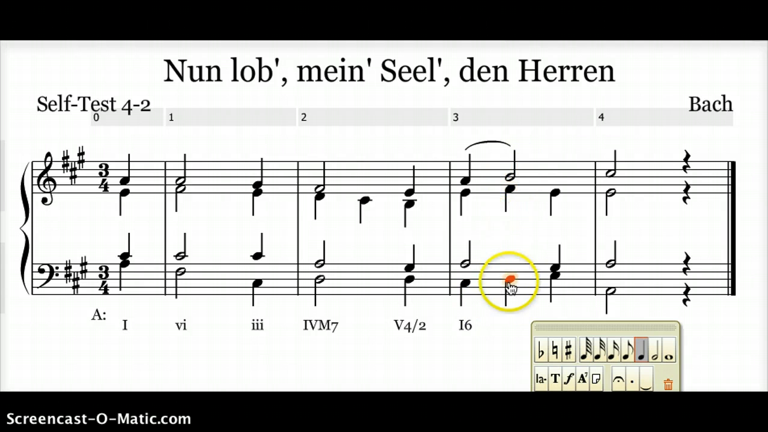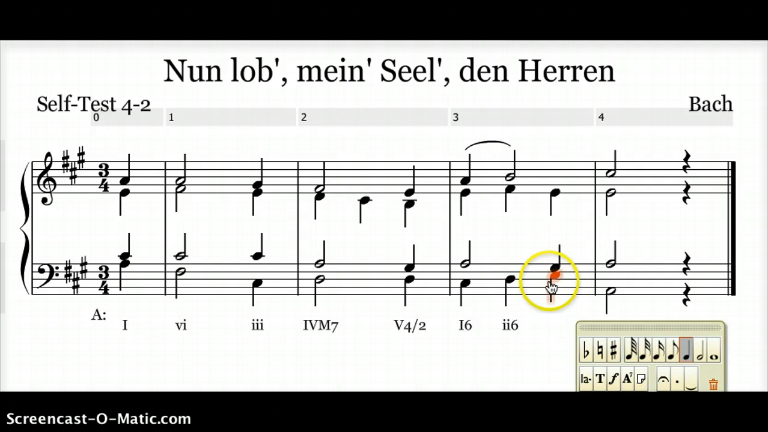Next, B, D, F. The root is B, and in the key of A, B is the second scale degree, A, B. So therefore we would have a 2. What chord quality is it? We have a B, D natural, and an F sharp, which is a minor triad. And then the inversion, we have the third of the chord as the bass note, a D here, which means we are in first inversion, which is also a 6.